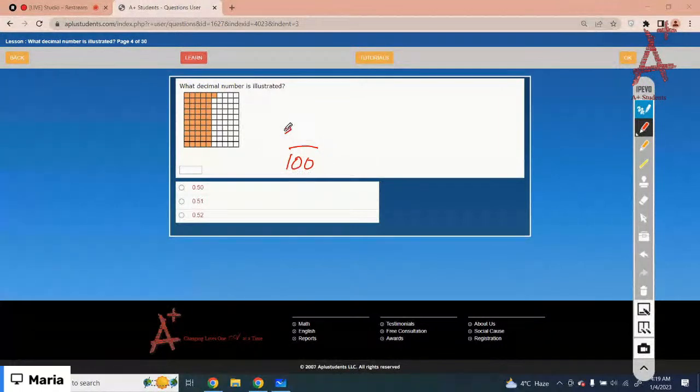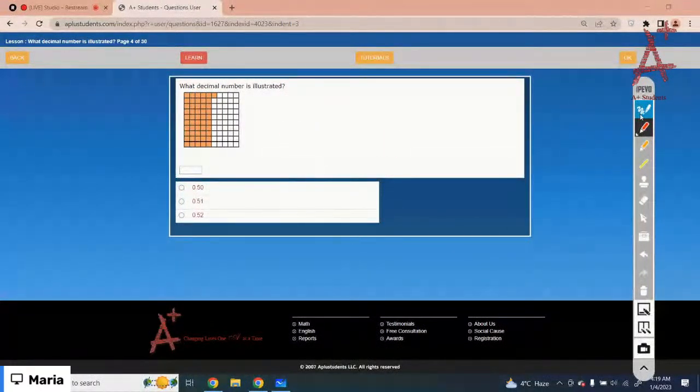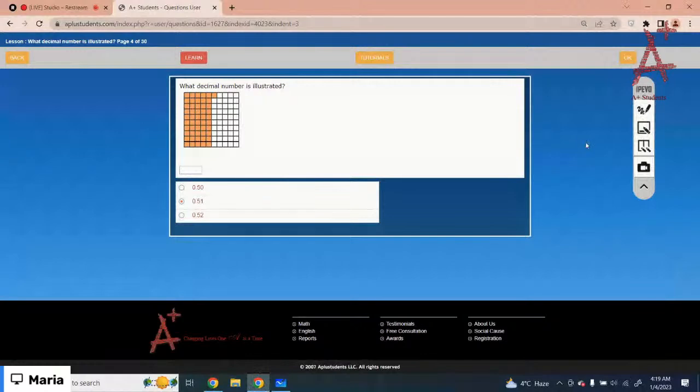So out of the 100, 51 are colored, so it would be 0.51. Got it? The correct option is the second one, that will be 0.51. So just select the correct option and click on the OK button.